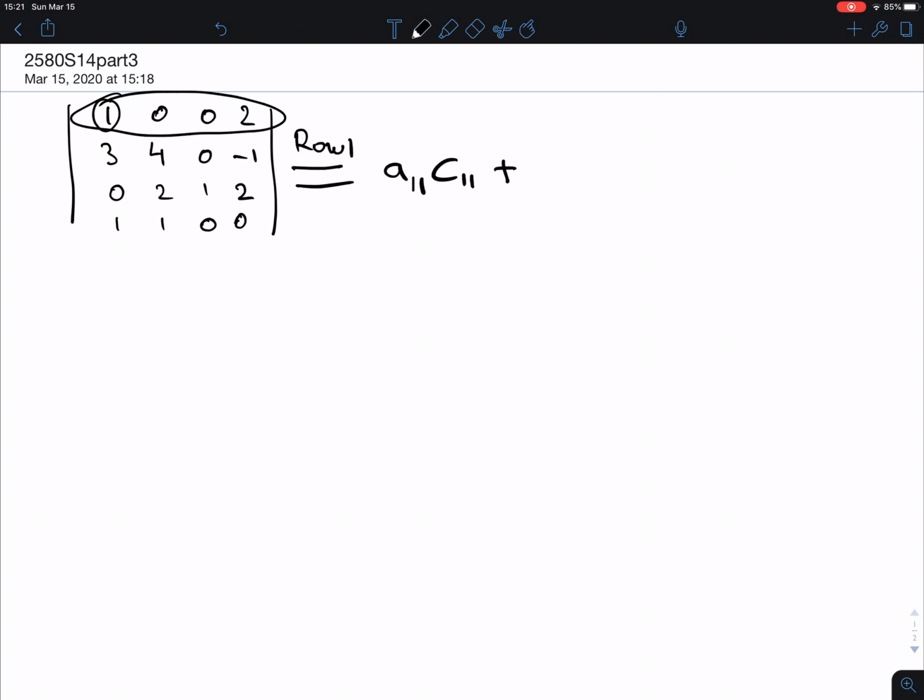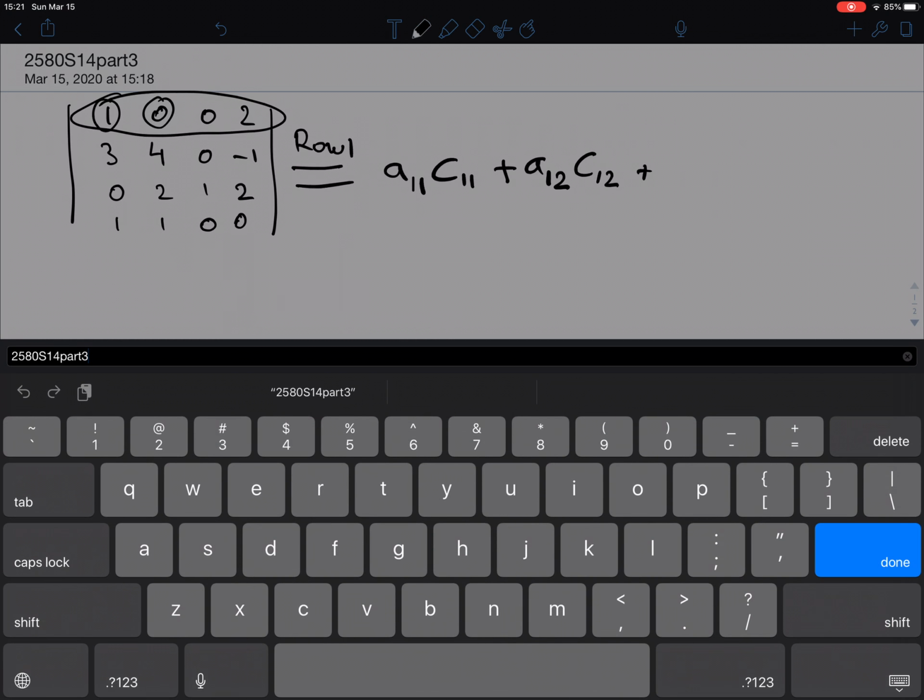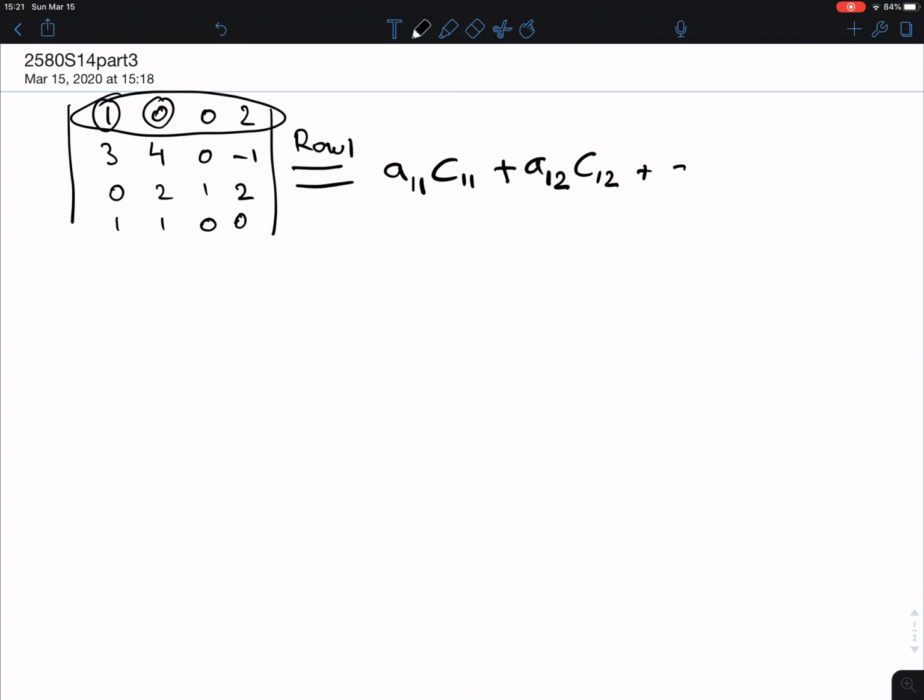Plus. Now, this element is still in the first row, but in the second column. This is the row, this is the column. All right? And the cofactor is the same, plus this element is A13, C13, and then finally the last element is A14, C14. Again, first row, fourth column.